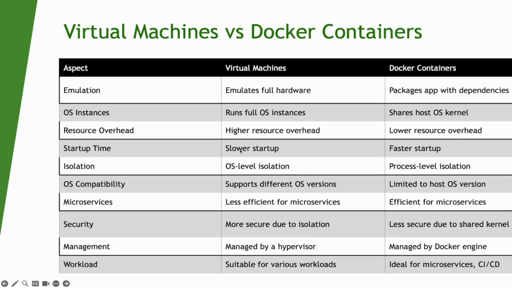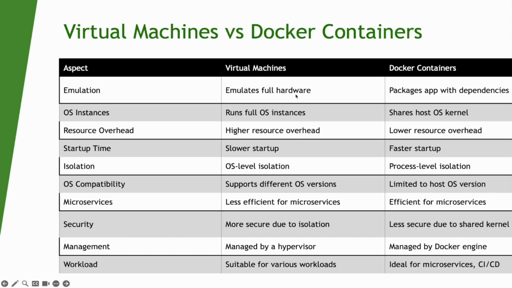Virtual machines take much time to start, but Docker containers are faster in startup. In a virtual machine, isolation is at the OS level, but in Docker containers, the isolation is at the process level. Virtual machines support different OS versions, but Docker containers are limited to the host operating system version. Virtual machines are much less efficient for microservices, but Docker containers are very efficient for microservices. Since we have OS level isolation, virtual machines are more secure, but Docker containers are less secure because of the shared kernel.